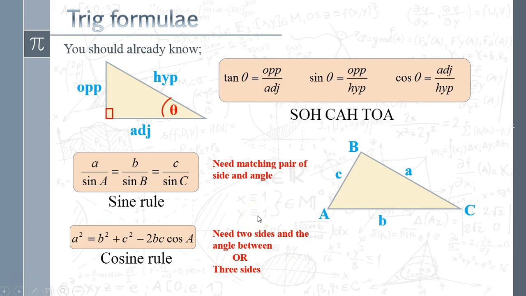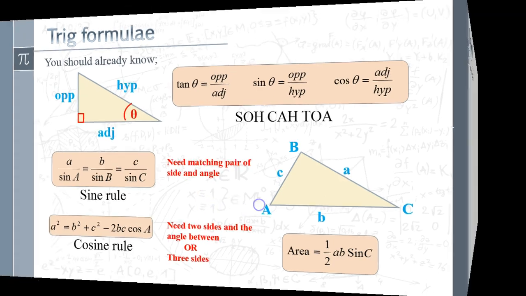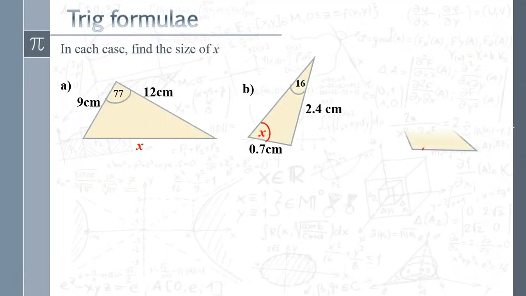And then for cosine rule, let's say for example I need to find that side there, what I'm going to need to know is the opposite angle and the two sides either side of it. So that's what I mean by two sides and the angle between them. Alternatively, if you're finding an angle with cosine rule, you're going to need to know the length of all three sides of your triangle. And the final little bit of information is, again, area of a triangle equals half ab sine C. So that's stuff you should all be familiar with. So let's have a look at how we can use this in a couple of examples.